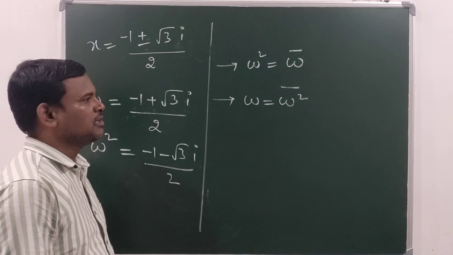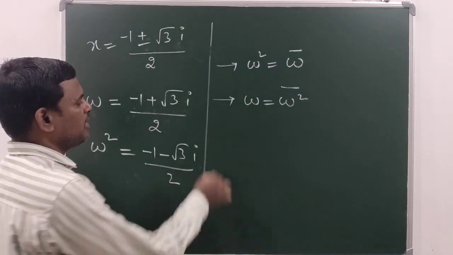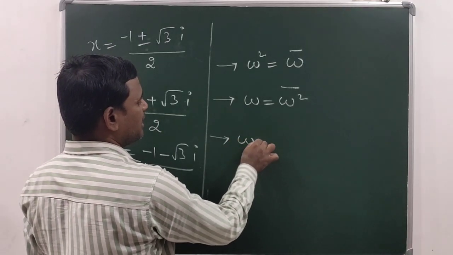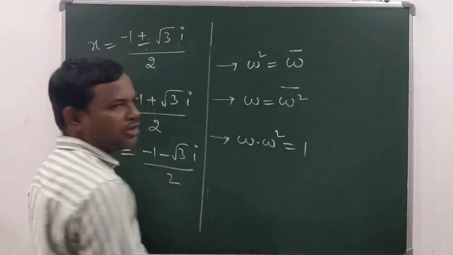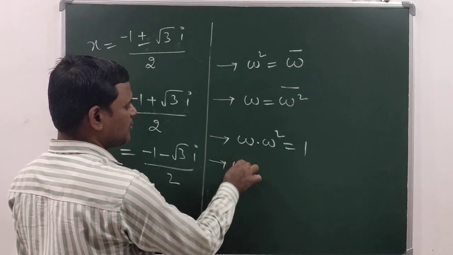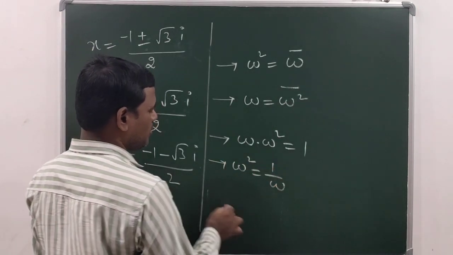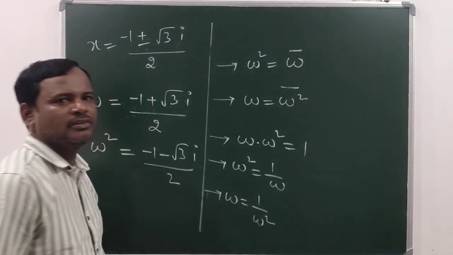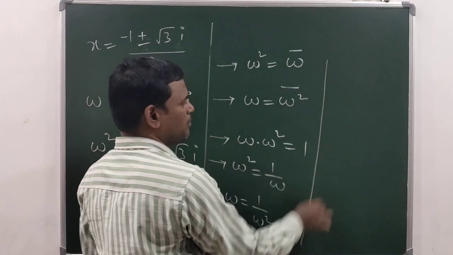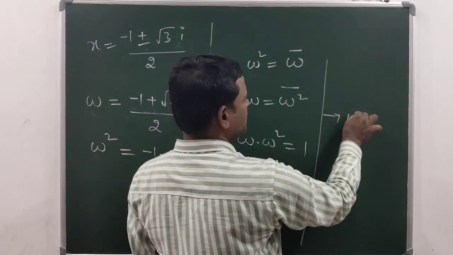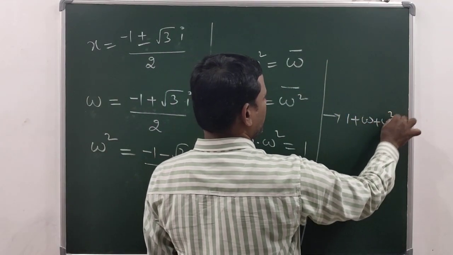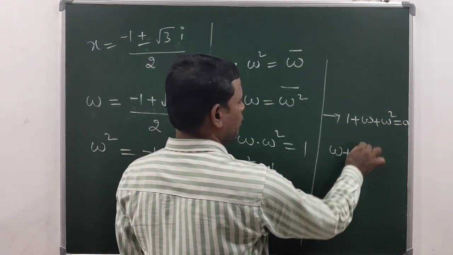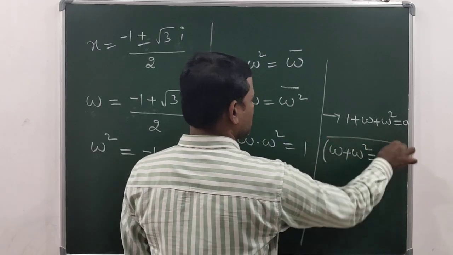Okay, now students, remember this. In some applications, omega into omega square is equal to 1. You got it, no? In some applications, in the place of omega square, you can write 1 by omega. So in some applications, omega is equal to 1 by omega square, also we write. And 1 plus omega plus omega square equal to 0, so while doing some applications, we write in the place of omega plus omega square, minus 1.